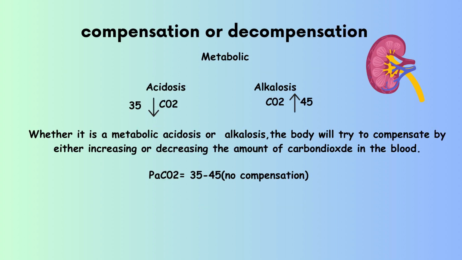Whether it is metabolic acidosis or metabolic alkalosis, the body will try to compensate by either increasing or decreasing the amount of PaCO2 in the body. This has to be out of the normal range. If it is a metabolic acidosis, the body will compensate by decreasing the amount of PaCO2 in the blood. Remember, PaCO2 is acidic. If it is a metabolic alkalosis, the body will compensate by doing the opposite. That is increasing the amount of PaCO2 in the blood.